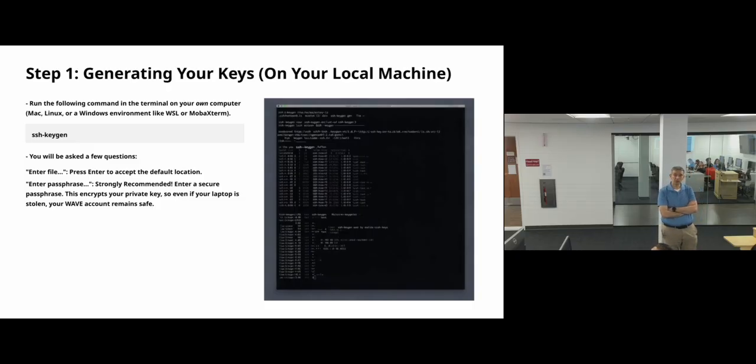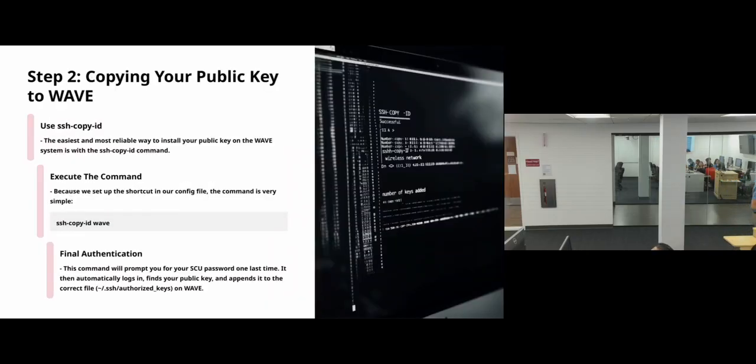Once you do this, then go through the details, and it will create that private key and the public key. And then you run one more command, which is ssh-copy-id, and then you're supposed to tell it where it should copy it to. So if you didn't have that config file, you'd have to say username at login.wave.scu.edu. But since we created that config file, I can just say ssh-copy-id wave, and then it will ask me, are you sure you want to copy your public key to this system? You say yes, and then it will copy it.